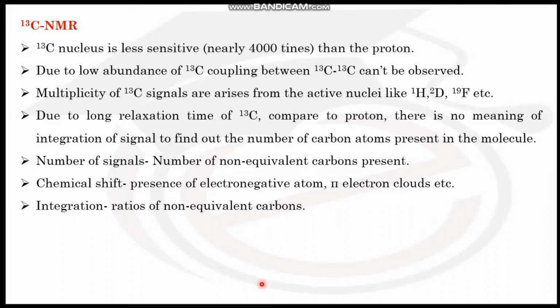And integration, as already mentioned, won't give the number of carbons, but it will give some ratio, like 1:2:3. And coupling means the signal is multiplied, or the signal is splitting. Signal splitting will give an idea about the type of neighbors present.